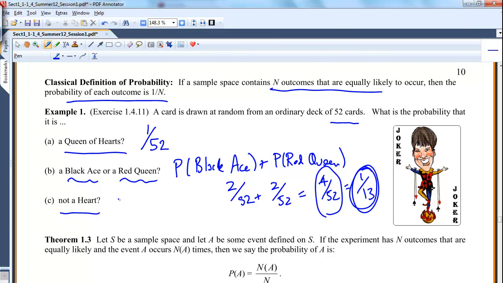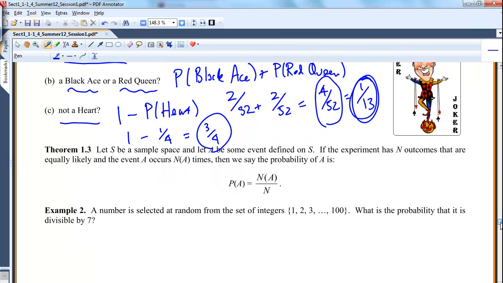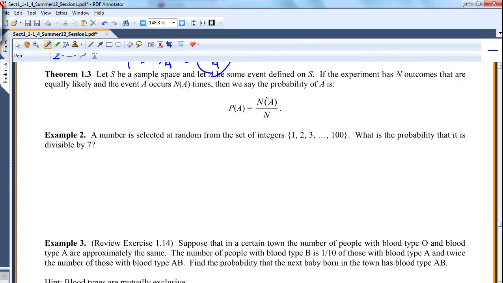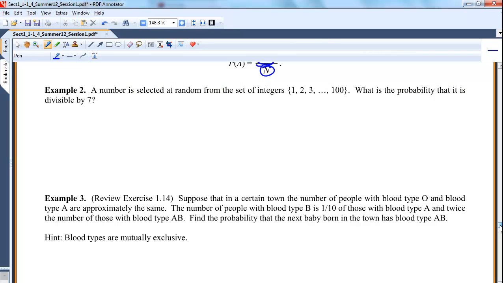Not a heart would be 1 minus the probability of a heart. A fourth of your deck is hearts, so 1 minus a fourth is 3/4. So I just used the idea of complement. Probability not a heart is 1 minus the probability you do have a heart. This just says if the event occurs NA times and everything's equally likely, it's just going to be NA over N. And I think my video is probably getting too long, so I might just leave these last two examples. I have them in the solutions.